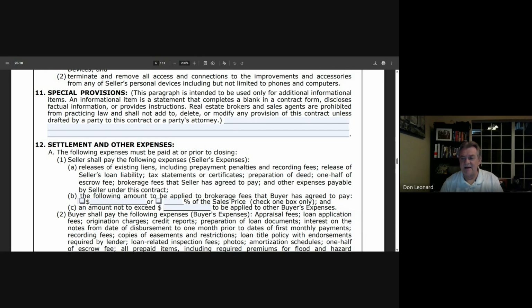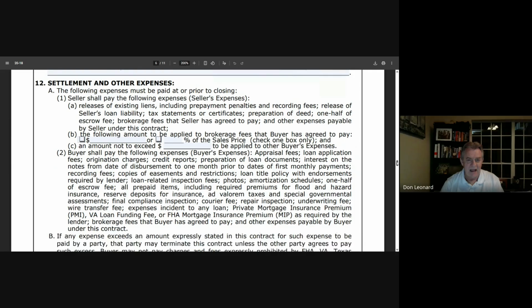Section 12, settlement and other expenses. This has created so many issues for us because of the wording of it. When this contract came out, a lot of us saw the issue that we run into all the time, and we complained about it and said, you really need to take a look at this because it's not going to make sense to a lot of people.